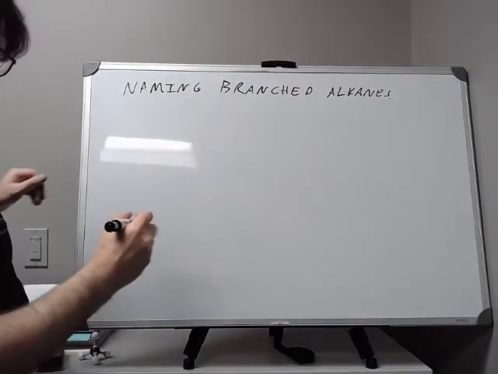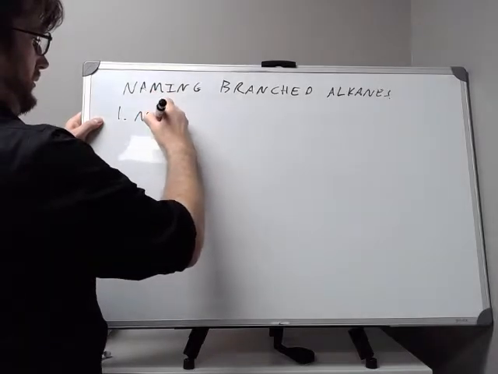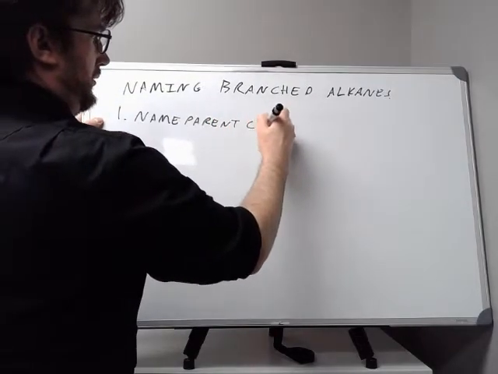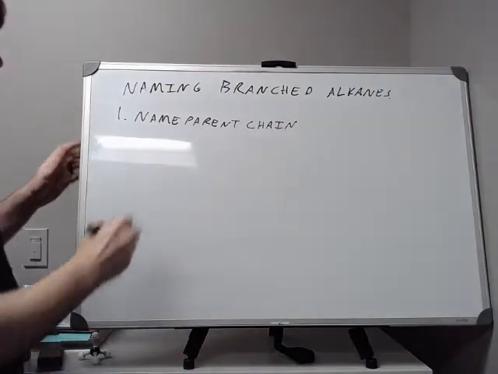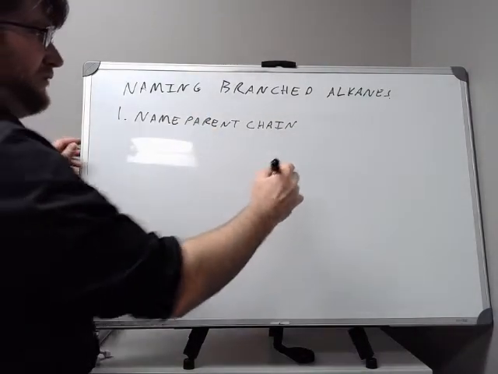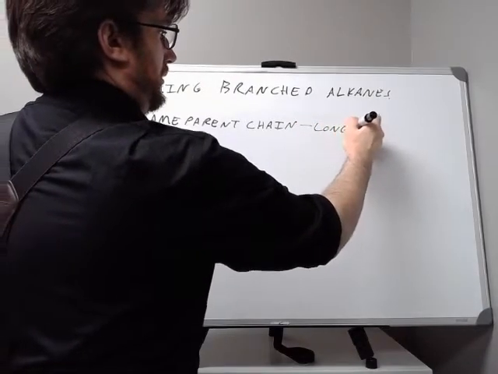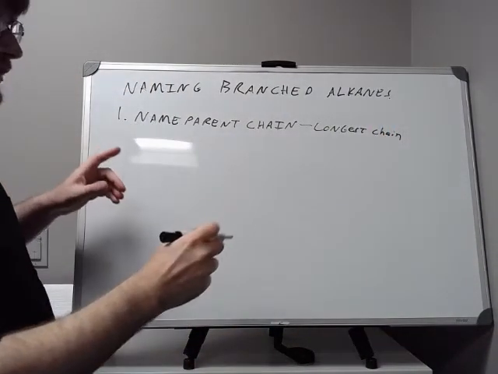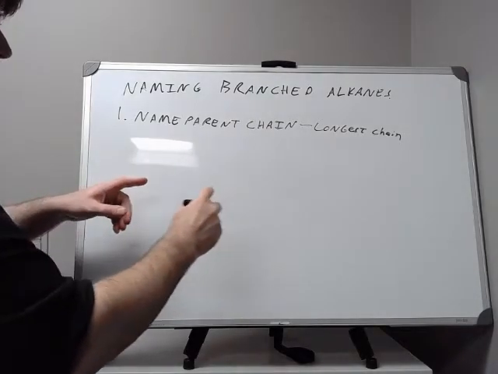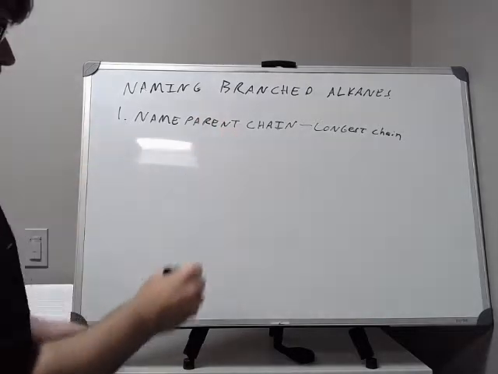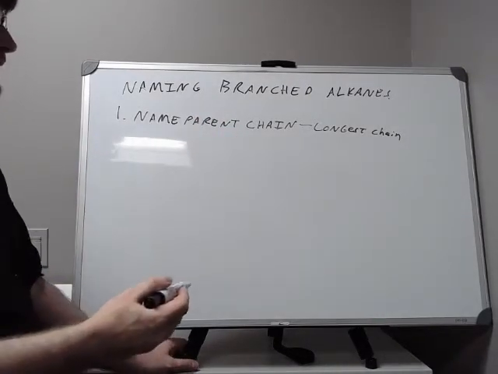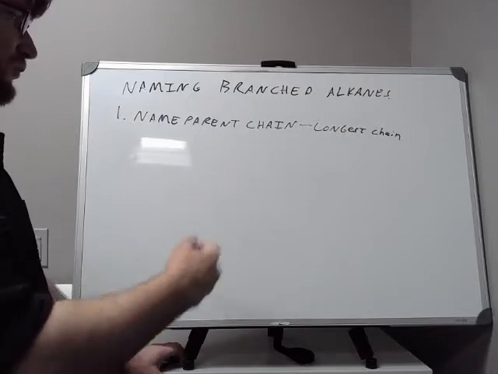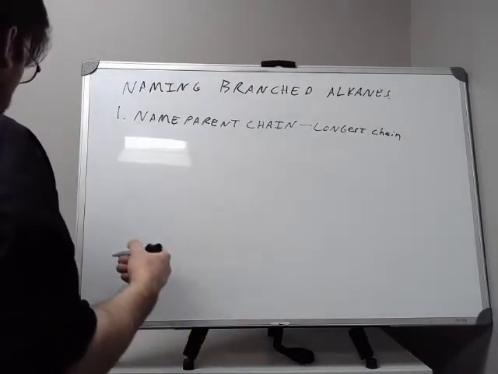The first step will be to identify and name the parent chain. This parent chain is the longest continuous chain of carbons. So you'll have to look at the molecule and look at all the different chains of carbons and figure out which one's the longest, and that will be the parent chain. If the parent chain contains 6 carbons, then the parent name of the molecule will be hexane. If it were 5 carbons, it would be pentane. If it were 4 carbons, it would be butane, so on and so forth.